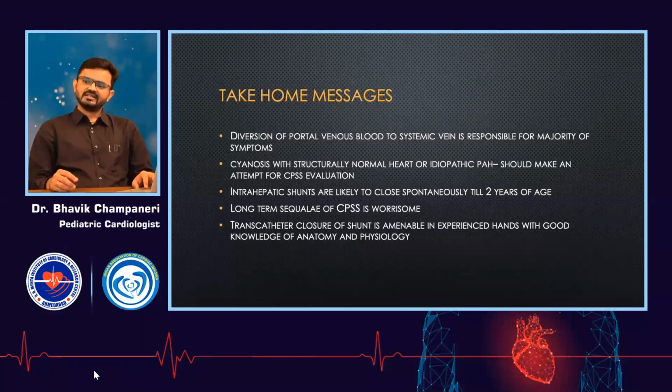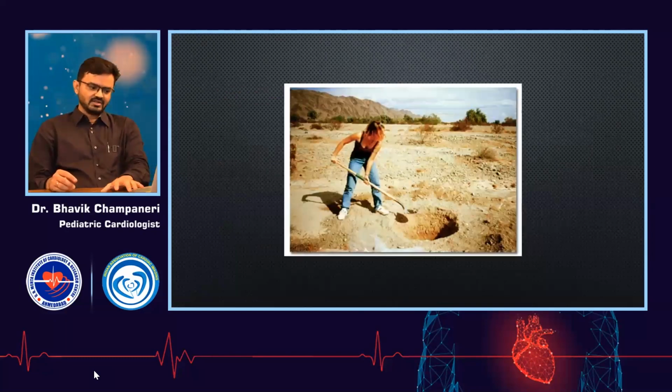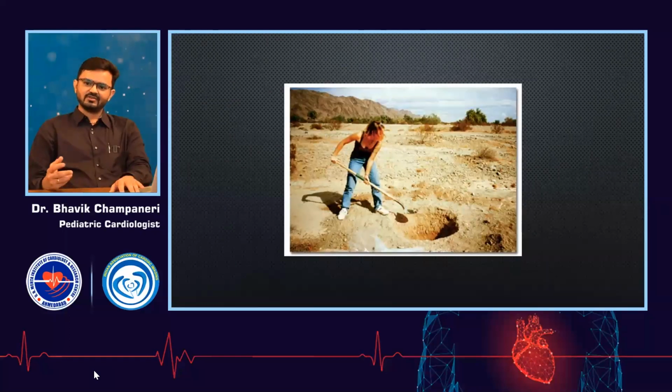Transcatheter closure of the shunt is very much amenable in experienced hands who have a good understanding of the anatomy and physiology of congenital portosystemic shunt. So this image shows how difficult it is to find water, and how tedious a process it is to find water in a desert.